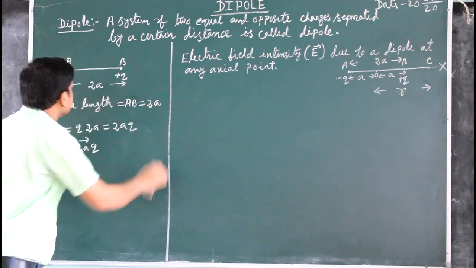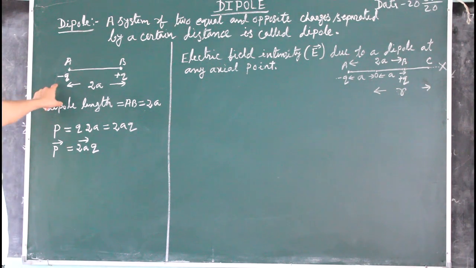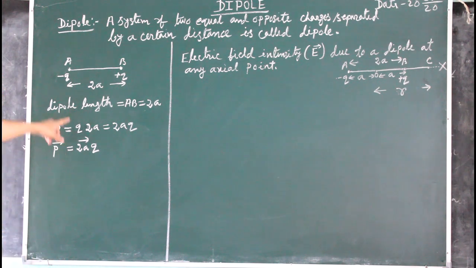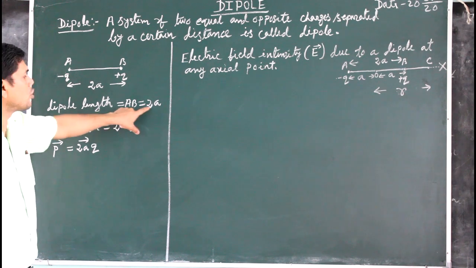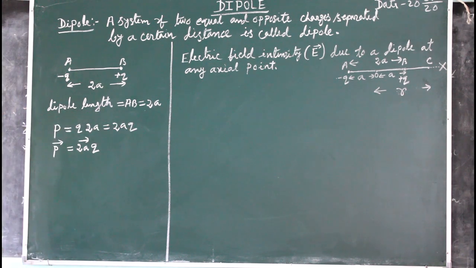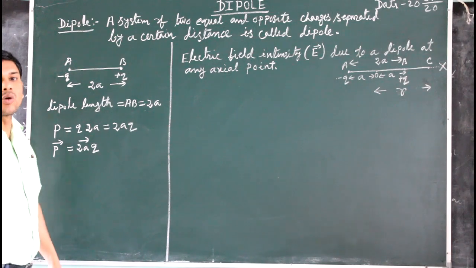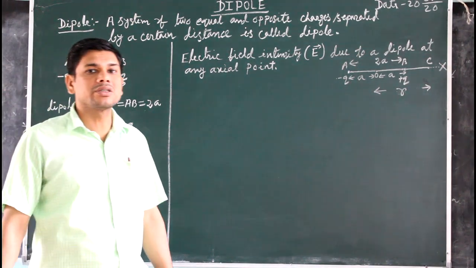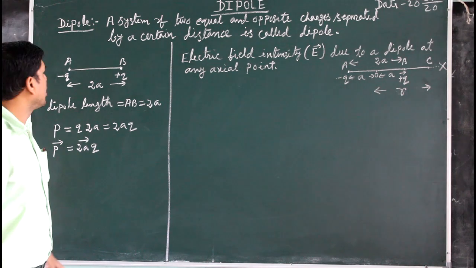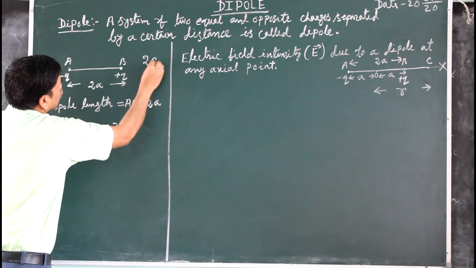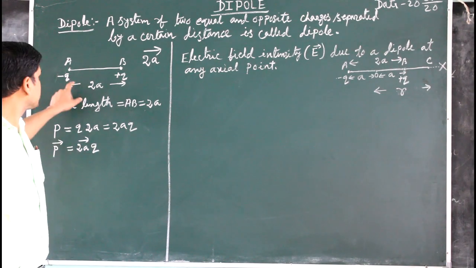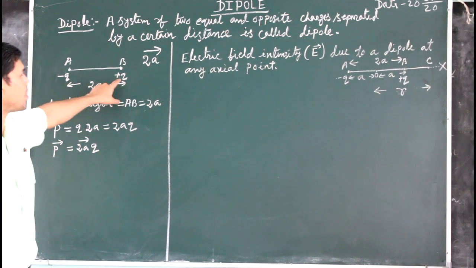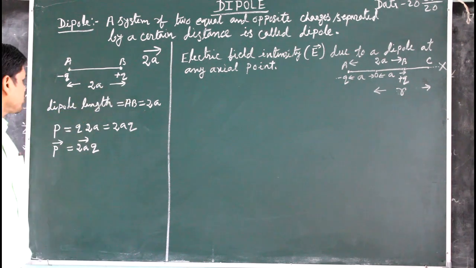Now this distance of separation between the two point charges is also called the dipole length. Here it is written: dipole length equals AB equals 2a. This dipole length is a vector quantity. You must remember that. It is denoted by vector 2a, and its direction is from the minus q charge to the plus q charge.